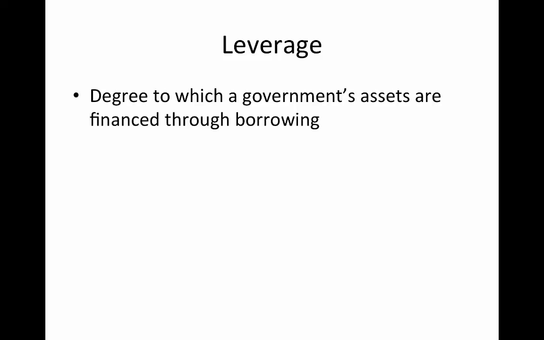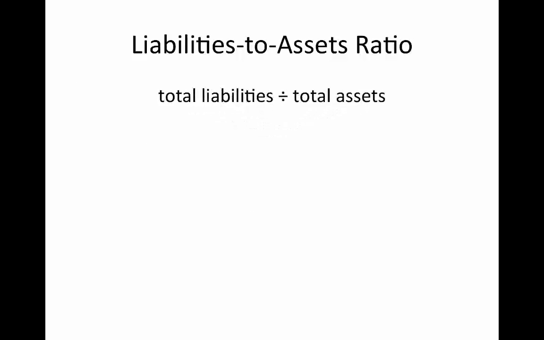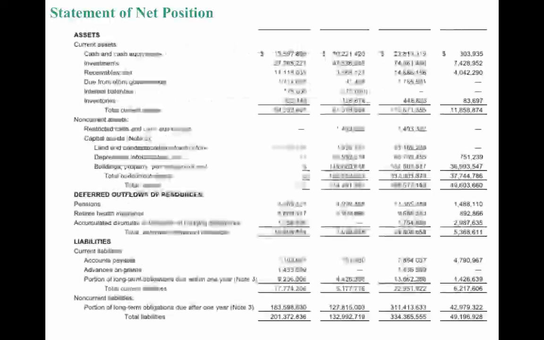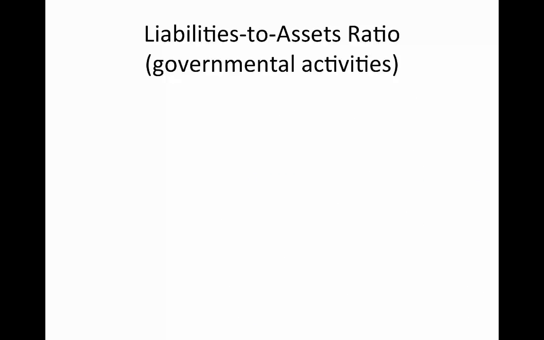So accounts payable would be considered a method of financing the acquisition of assets through borrowing. There are two primary ratios that we use for measuring leverage: the liabilities to assets ratio and the liabilities to net position ratio. The liabilities to assets ratio is total liabilities divided by total assets, and you can get those numbers very easily from the government-wide statement of net position.